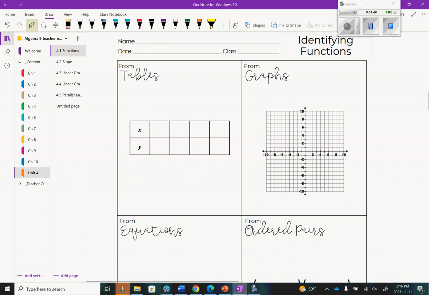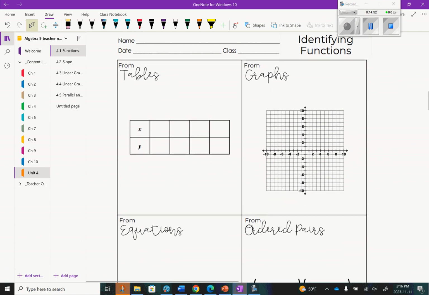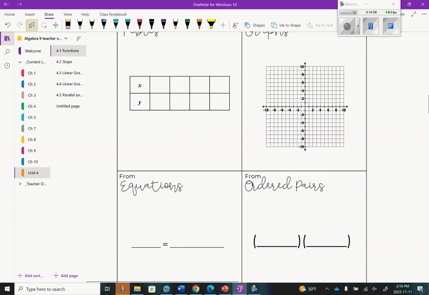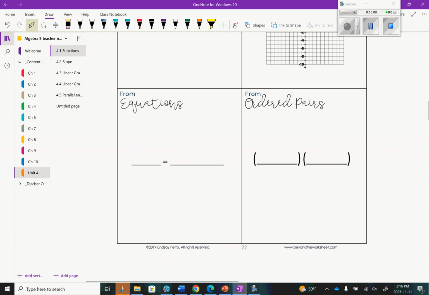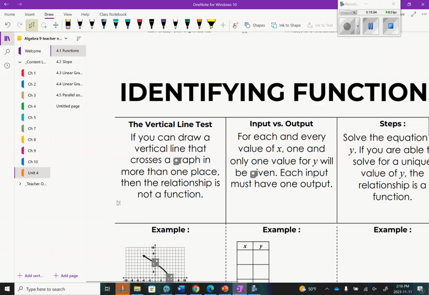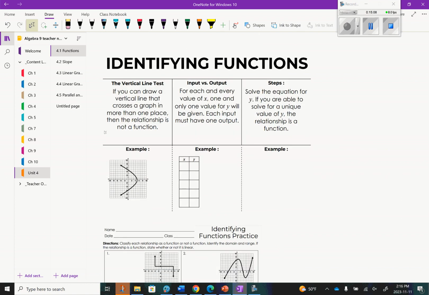This is just a nice way of reminding you. We should be able to identify functions by looking at a table of values, by looking at a graph, by reading an equation, or from looking at ordered pairs. Now let's talk a little bit more about that vertical line test. If you can draw a vertical line that crosses the graph in more than one place, it's not a function.